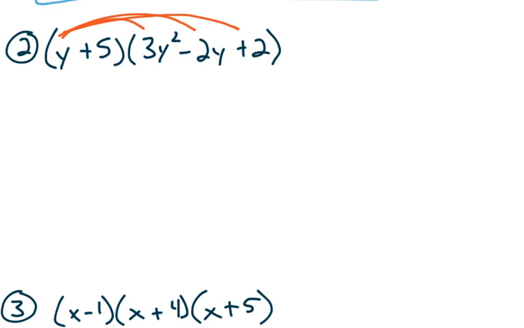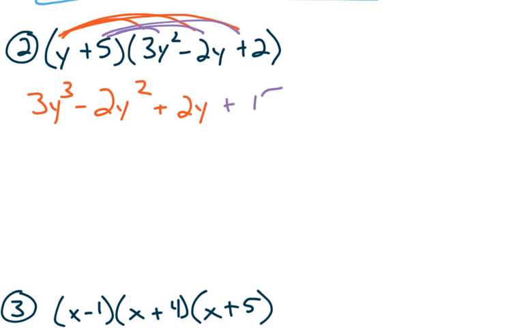So y times 3y squared is 3y cubed, 3y to the third. Y times negative 2y is negative 2y squared. And then y times 2 is positive 2y. Okay, go ahead and do the same thing here. We'll multiply 5 by everything. 5 times 3y squared is 15y squared. 5 times negative 2y is negative 10y. And 5 times 2 is positive 10.